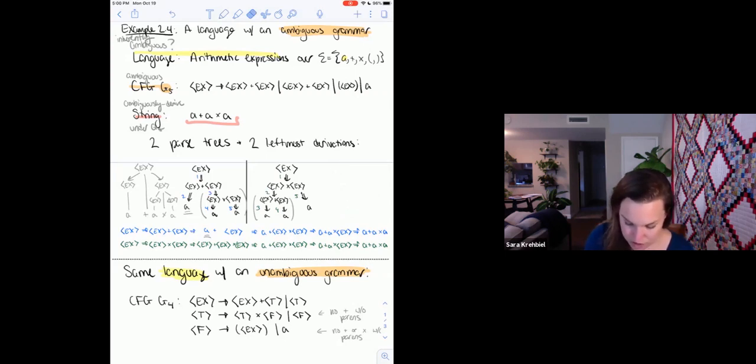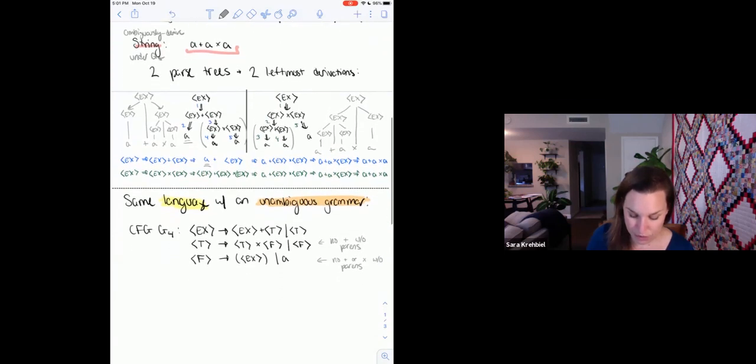And we'll do the same thing over here and say that our top level expression generates a times and then an expression on each side. The left one expands to two more expressions with a plus between them. And then each of the three expressions turns into an A.